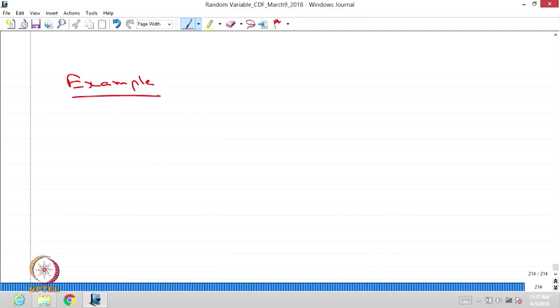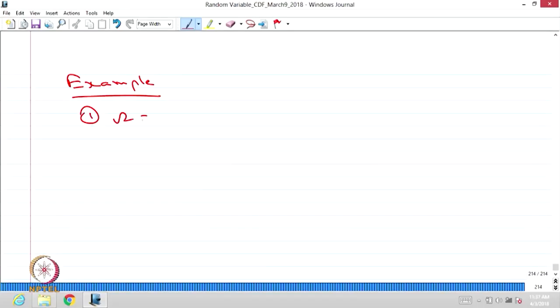Now onwards, I won't discuss the random experiment. I will start with the sample space. Suppose the sample space is the same example: head, tail.